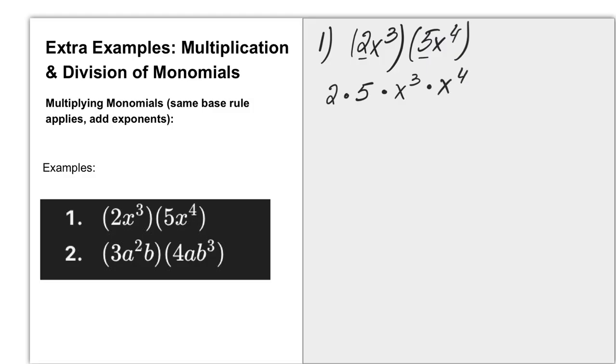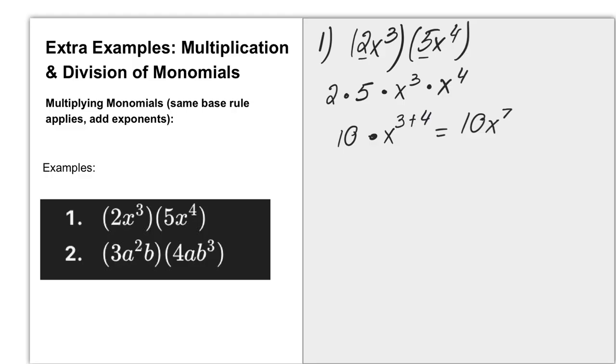2 times 5 is 10. Then, since it is multiplication, we add the exponents. So there's 3 x's plus another 4 x's, and this will equal 10x, and I don't need to write the multiplication sign in there. This is a single term, a monomial, raised to the 7th power. Let's check our work. Yep, 3 plus 4 equals 7.